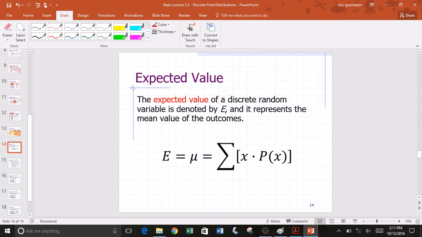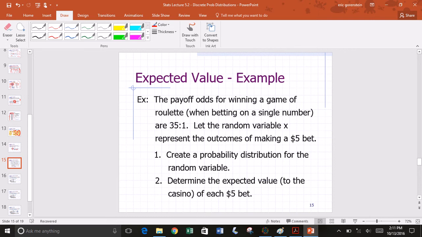And just like before with the frequency distribution, we talked about the mean and the standard deviation of a frequency distribution. We talked about the same thing with the probability distribution. So what's called the expected value of a discrete random variable is the mean of the probability distribution. And the formula for this is the summation of x times p of x, or take each x value times the corresponding probability and add them up.